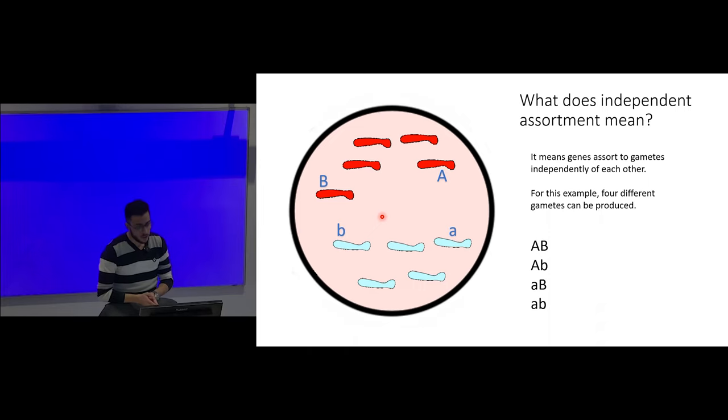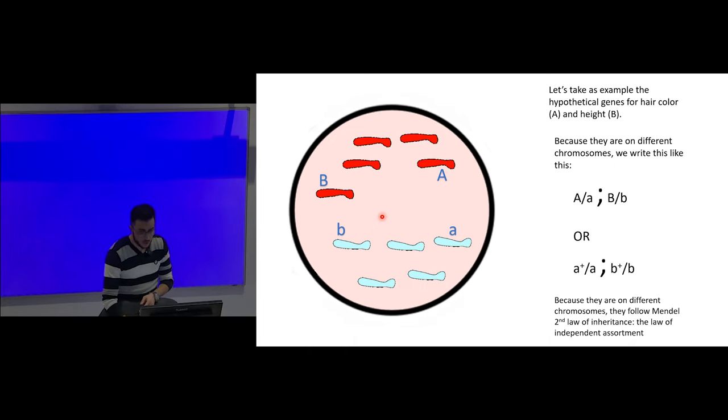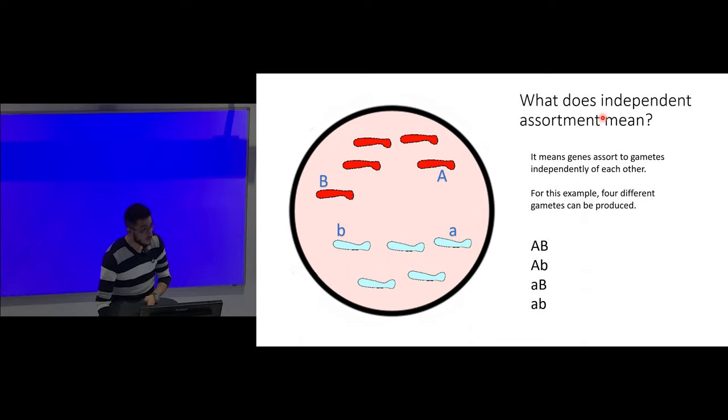What did I write here? A is for hair color and B is for height. So the gametes you produce here are the following: either big A, big B, and don't make the mistake of thinking that you absolutely need to carry one from dad and one from mom. No, you can carry both from that. Does that make sense? Easy?